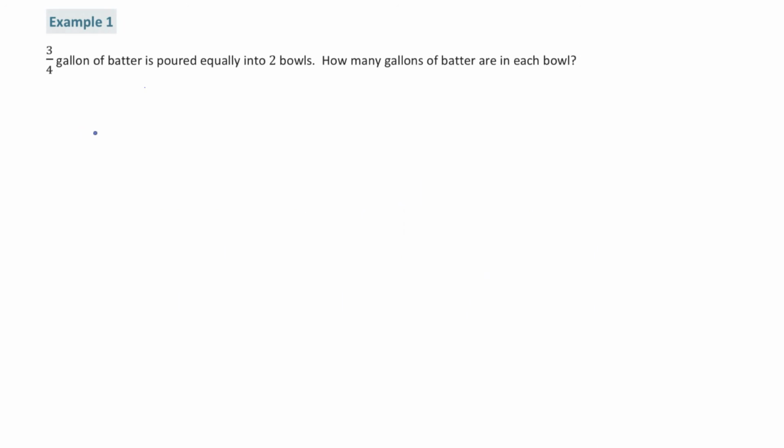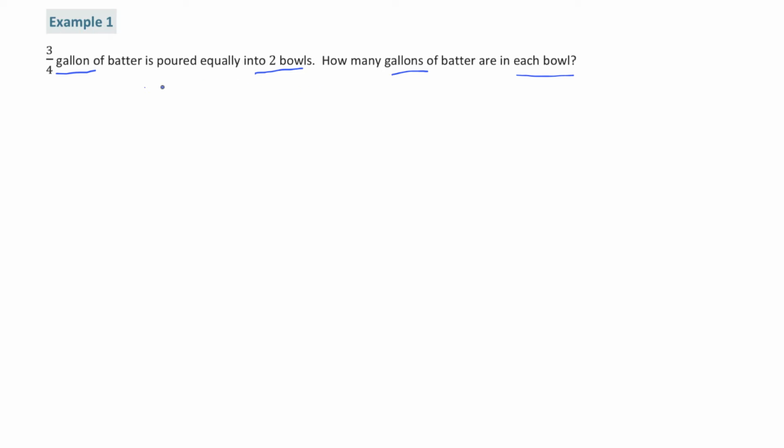For example 1. Example 1 says 3/4 gallon of batter is poured equally into 2 bowls. How many gallons of batter are in each bowl? So it looks to me like the entirety of the batter is 3/4 gallons. So that's the whole thing, and it's poured equally into 2 separate bowls. They want to know how many gallons of batter are in each bowl, okay?